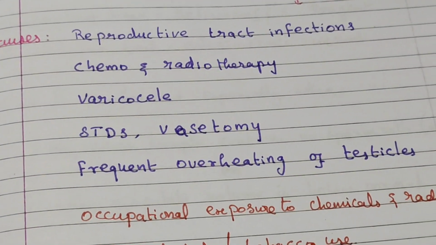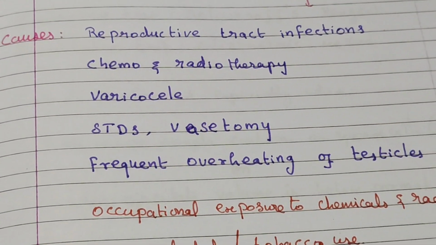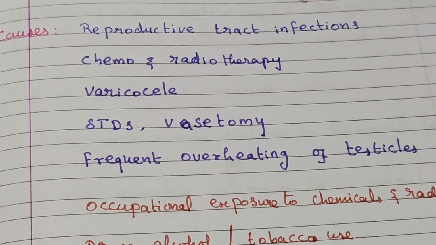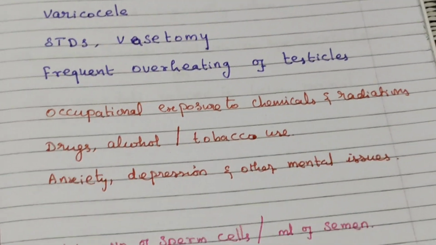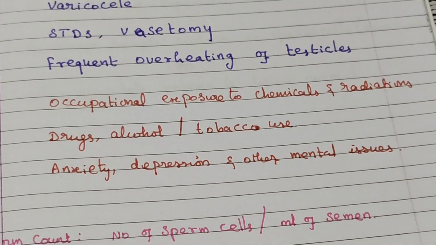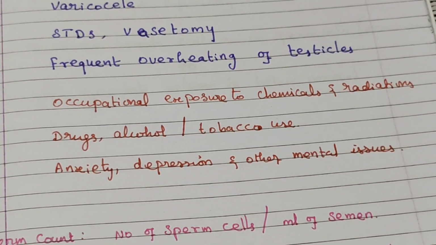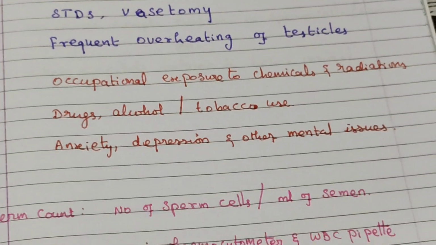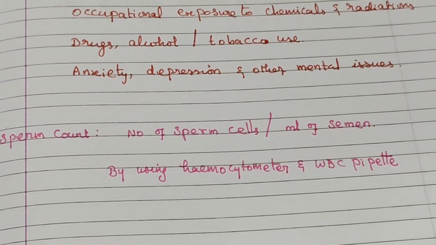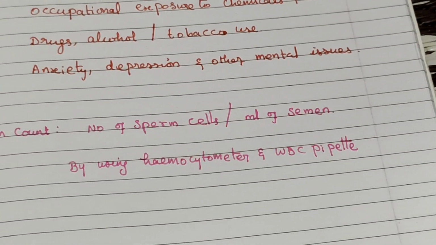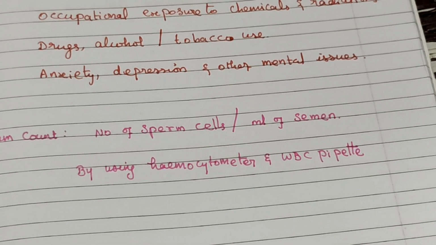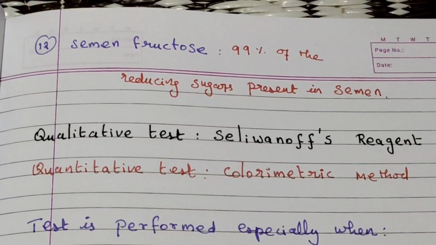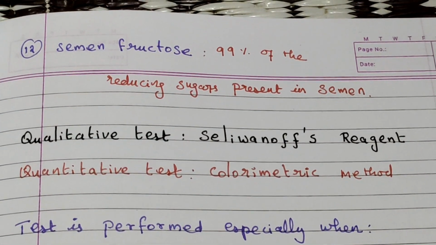Sperm count defects occur because of reproductive tract infection, radiotherapy, varicocele, STD, vasectomy, overheating of testicles, occupational exposure to chemicals and radiation, drugs, alcohol, tobacco use, and anxiety, depression and mental issues, which will affect the sperm count. Sperm count is the number of sperm cells per ml of semen, calculated using a hemocytometer along with the WBC pipette. Last parameter, the 11th one, is the semen fructose.